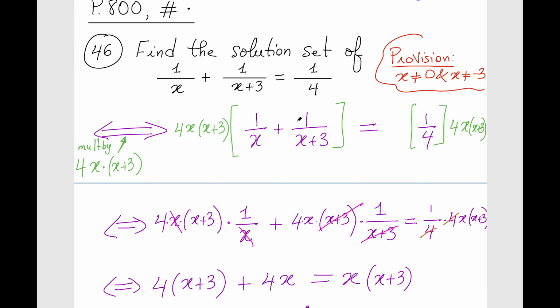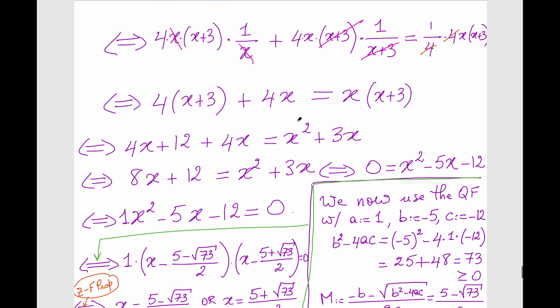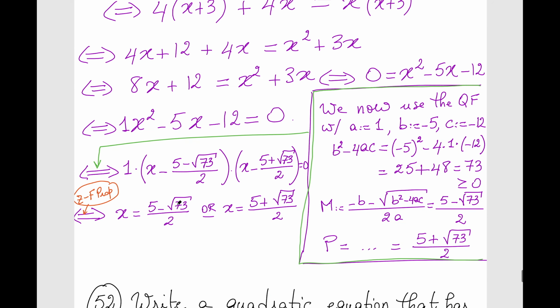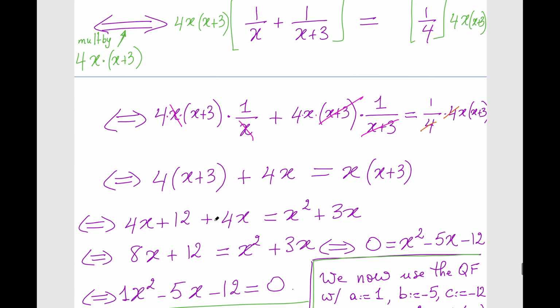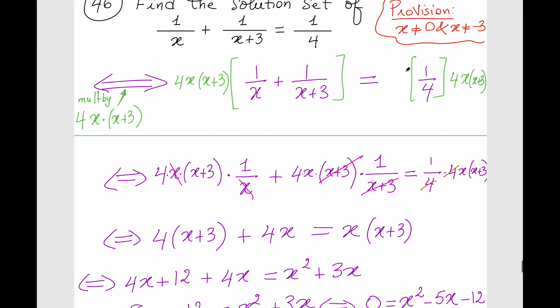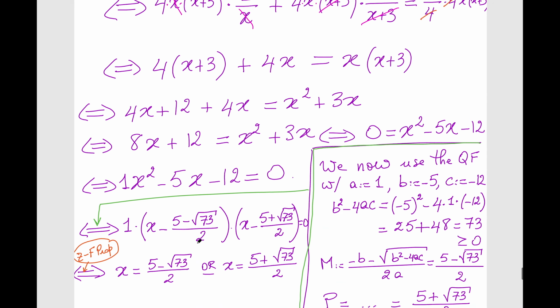Makes sense? So in this context, none of the x's that we found is 0 or negative 3, right? So both of them are actually solutions of my given problem. Make sense?